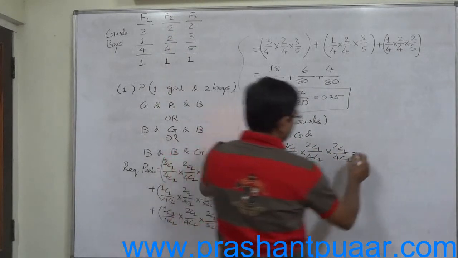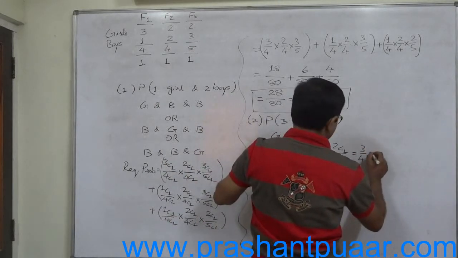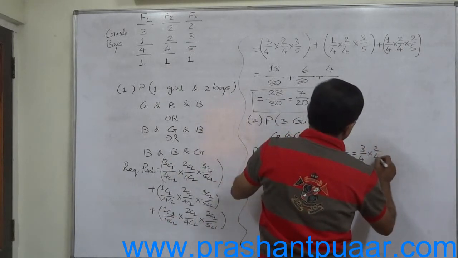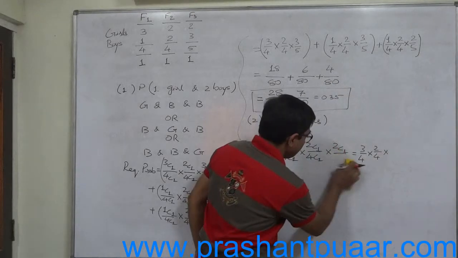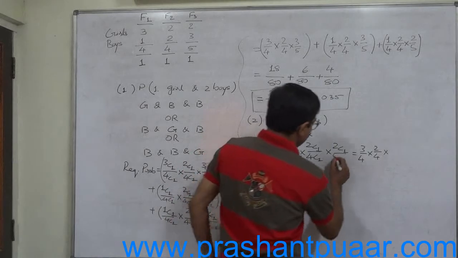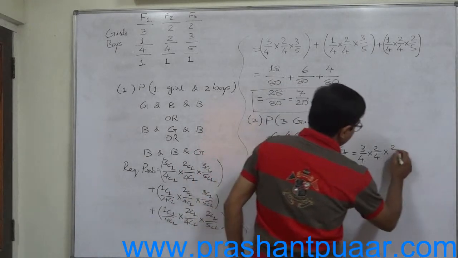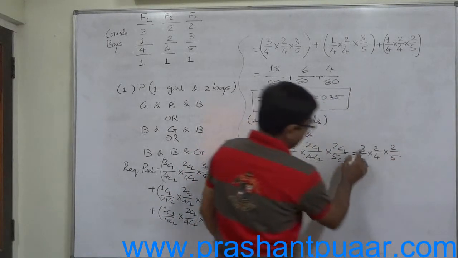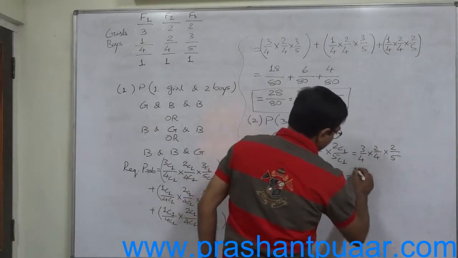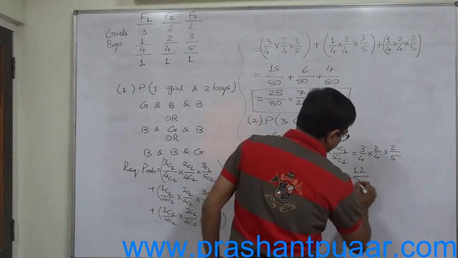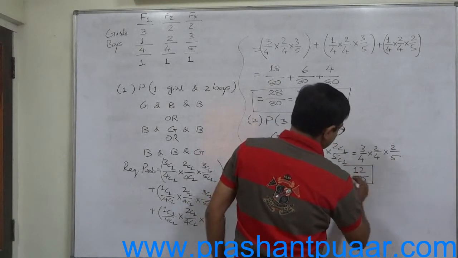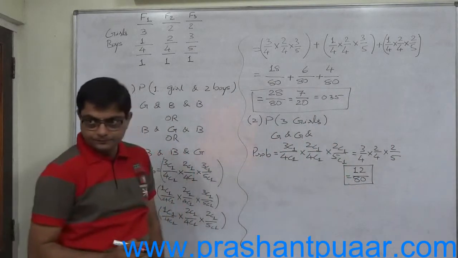That means 3 by 4 into 2 by 4 into 2 by 5. The third is not 2 by 4, it is 5C1, so it is 2 by 5. 3 into 2 is 6, 6 into 2 is 12, 12 divided by 4 into 4 is 16, into 5 is 80. The probability is 12 by 80.